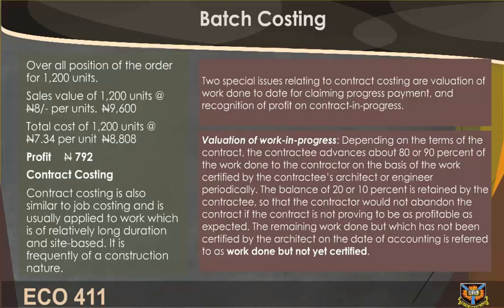Valuation of work in progress. Depending on the terms of the contract, the contractee advances about 80 or 90% of the work done to the contractor on the basis of the work certified by the contractee's architect or engineer periodically. The balance of 20 or 10% is retained by the contractee, so that the contractor would not abandon the contract if the contract is not proven to be as profitable as expected. The remaining work done, but which has not been certified by the architect on the date of accounting, is referred to as work done but not yet certified.